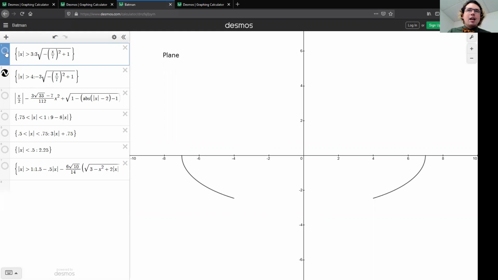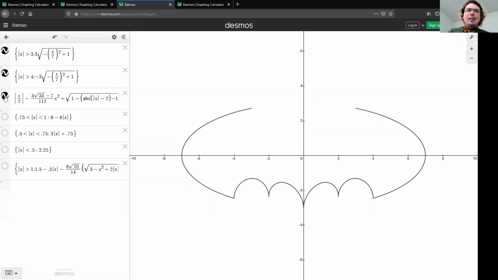stuff. So maybe one strategy for taking a plane curve, which is not the graph of a function, would be to break it down into little parts, each of which is the graph of a function. So here's sort of like the bottom of the wings and the tail from that picture.